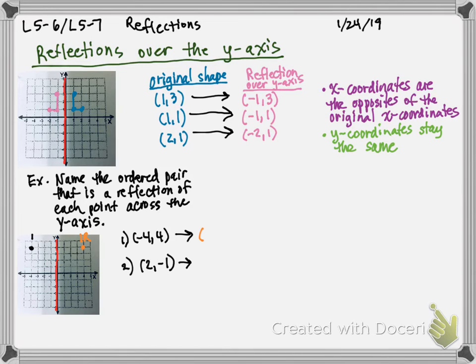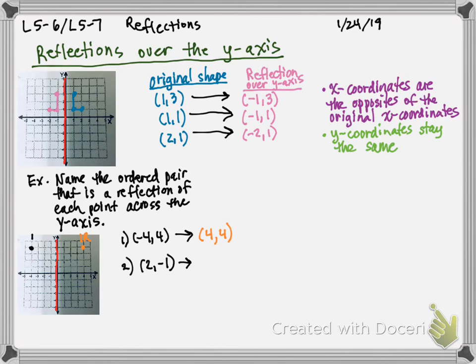We are 4 on the x-axis and 4 on the y-axis. So let's see if that matches. Did our x-coordinate become the opposite of the original? So -4 becomes 4. Yep. And are the y-coordinates the same? 4 stays 4. Yep. Okay, let's do the next one.